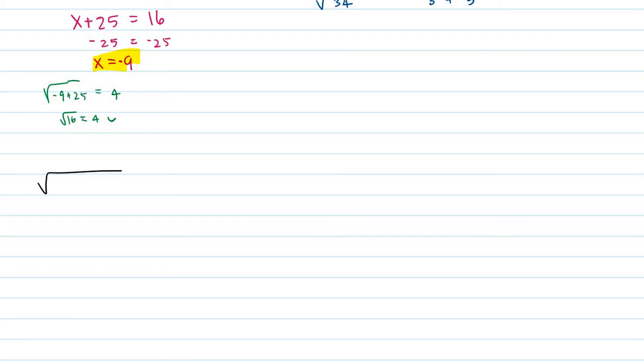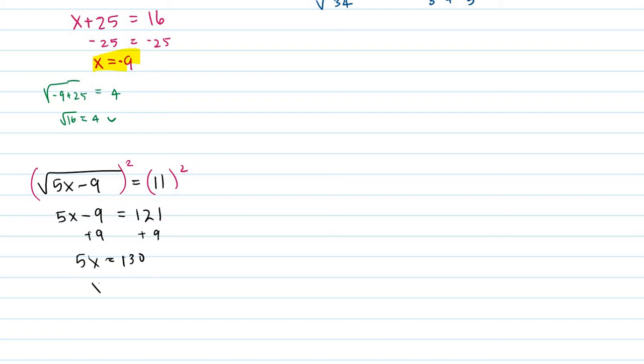Say we have the square root of 5x minus 9 equals 11. The radical is already isolated. Awesome. So in order to start, we're going to square both sides. Once we do that, the radical is eliminated. So we have 5x minus 9 equals 121. Then we just solve the equation like normal. So we'll add 9 to both sides. We end up with 130, and then divide by 5 on both sides, and you end up with 26.